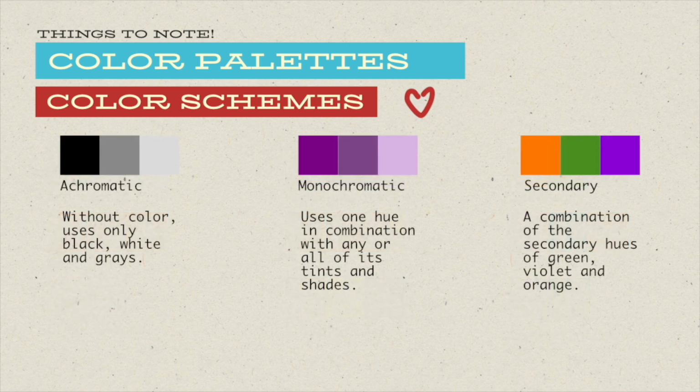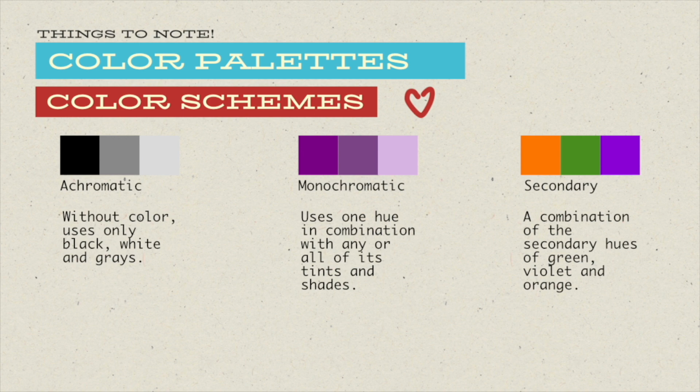So when we're looking at achromatic colors, these are basically without color. These schemes use only black, white, and grays. Monochromatic uses one hue in combination with any or all of its tints and shades. So in this case, like a purple, and then all kinds of different shades and tints of that purple.